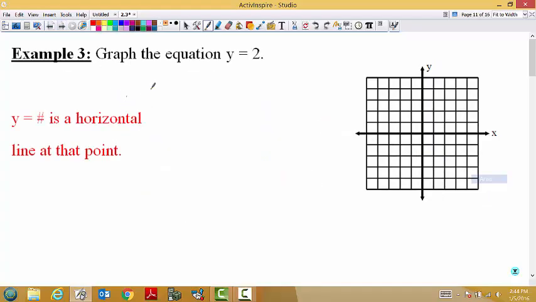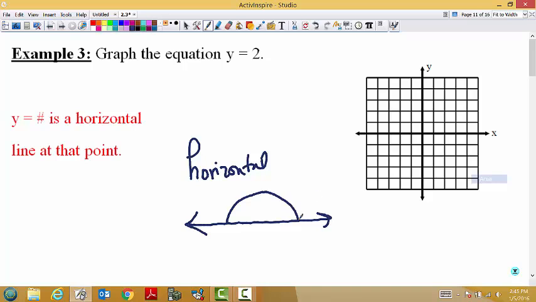And then we have, if there's only an x or if there's only a y, x equals a number, y equals a number. y equals a number is a horizontal line at that point. You can remember that because if you take a y and you flip it upside down, to me it looks like an H. H spells horizontal. Horizontal lines look like this. Think the sun comes up over the horizon. The sun doesn't come up like this. So that's not a horizontal line.